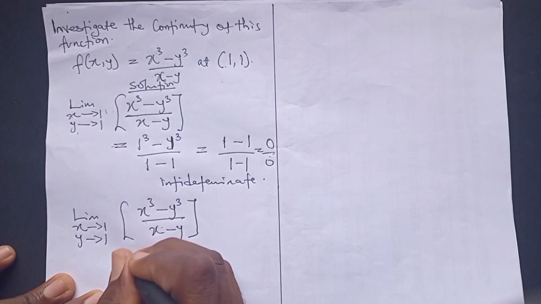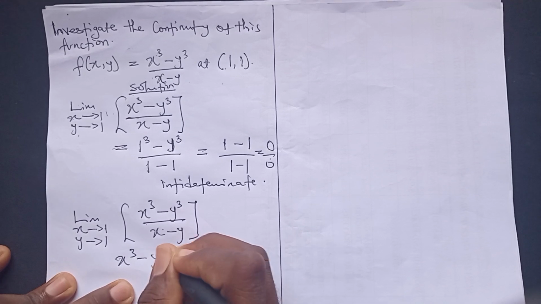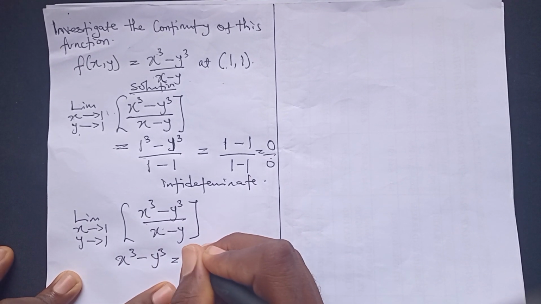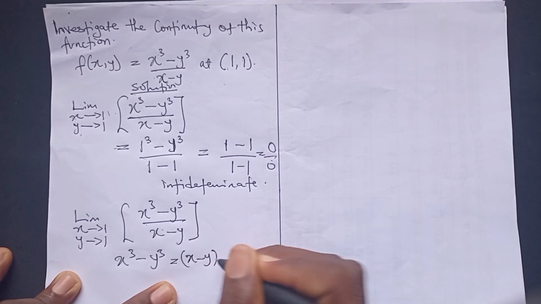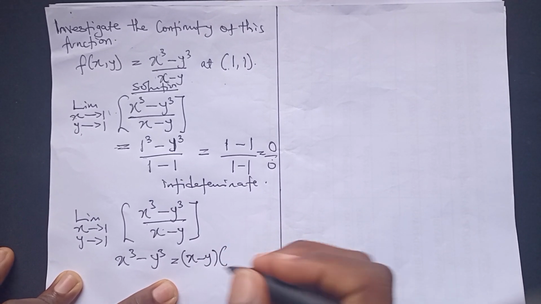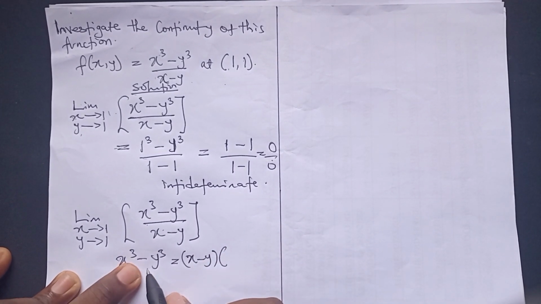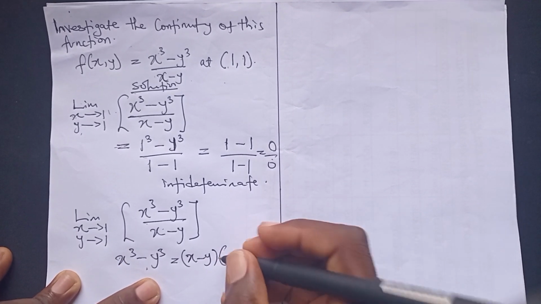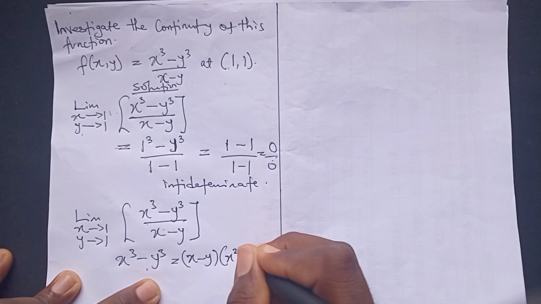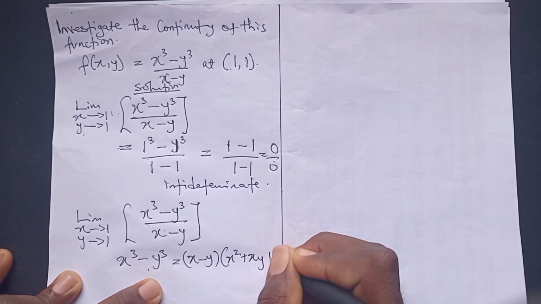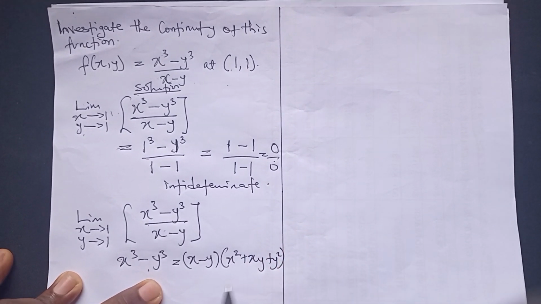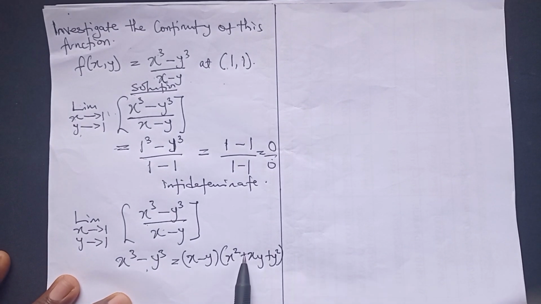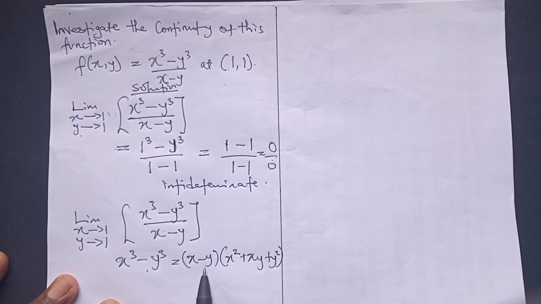So now, x raised to 3 minus y raised to 3 is still the same thing as x minus y, by algebraic expansion, all in bracket x squared plus x y plus y squared. So if you open this bracket, you arrive at this. So now we are going to replace this function with this.